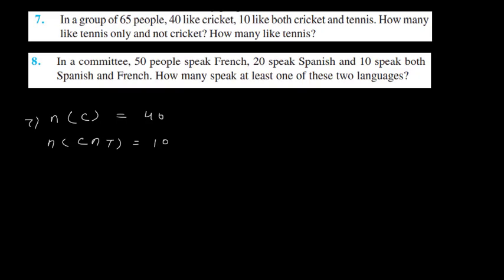Okay. So I do not have to find n of T, but I have to find n of only T. Only T means, with the help of a Venn diagram, let us try to understand it.